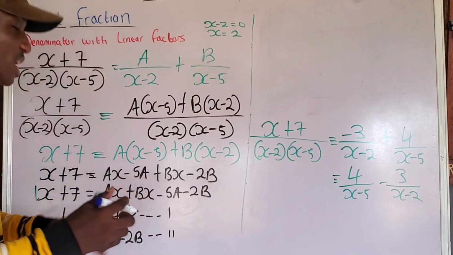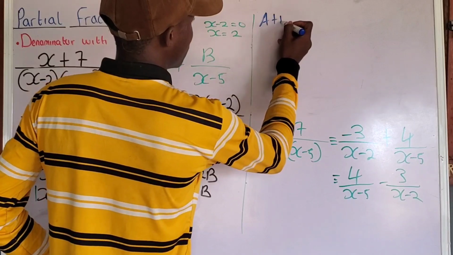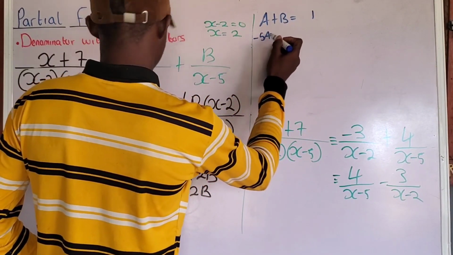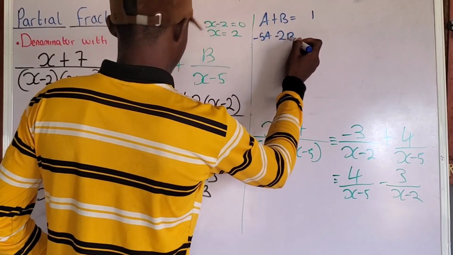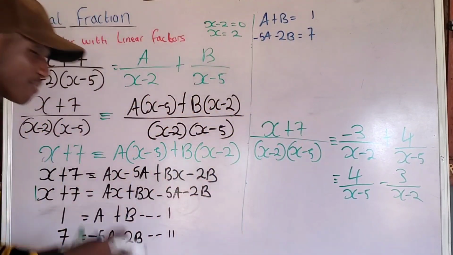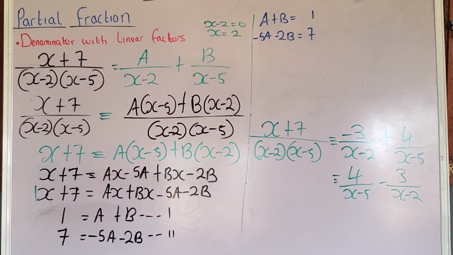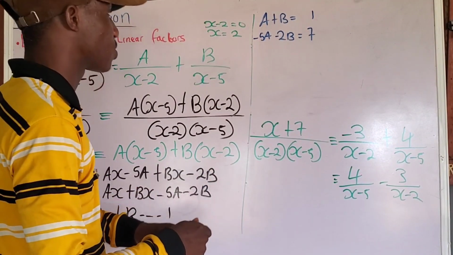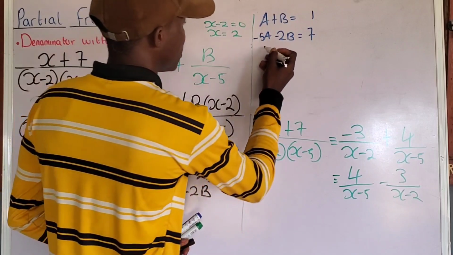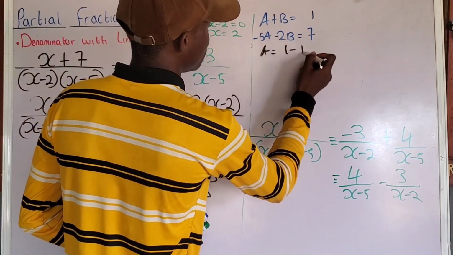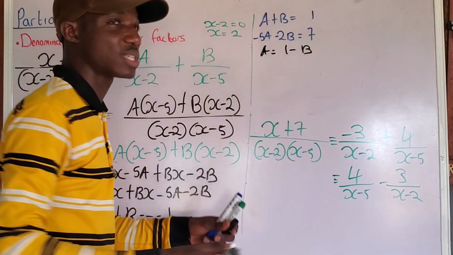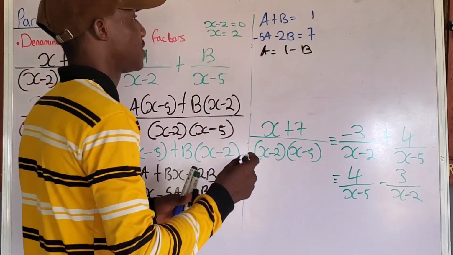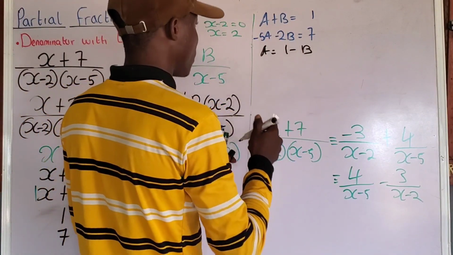I can write both equations like this: a plus b equals 1, then minus 5a minus 2b equals what? 7. I've not done anything, I just interchanged the order and wrote the equations in this form. Now, from equation 1, you can make a the subject of the formula. a will be equal to 1 minus b, right? Because if this b crosses the equals sign, the positive sign changes to negative. So a equals 1 minus b.